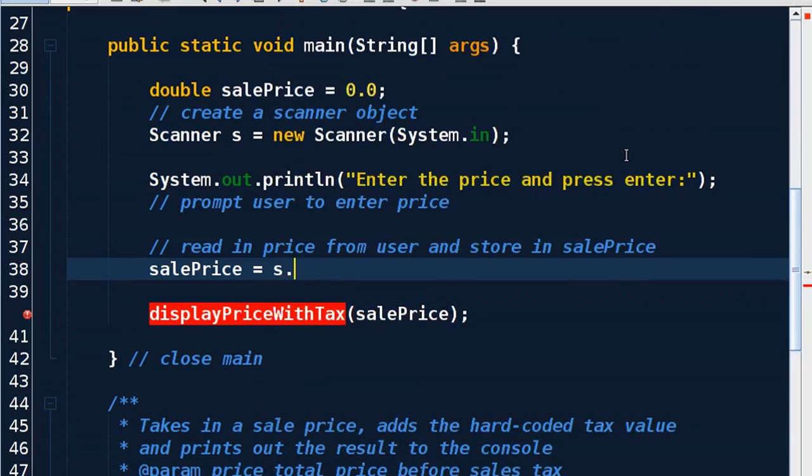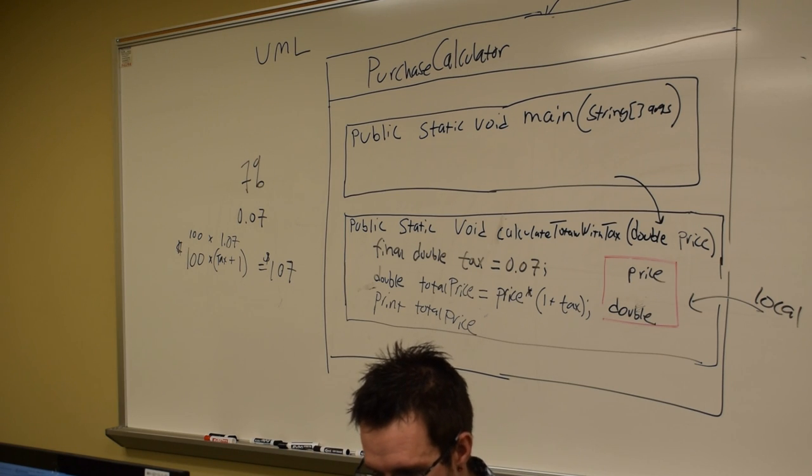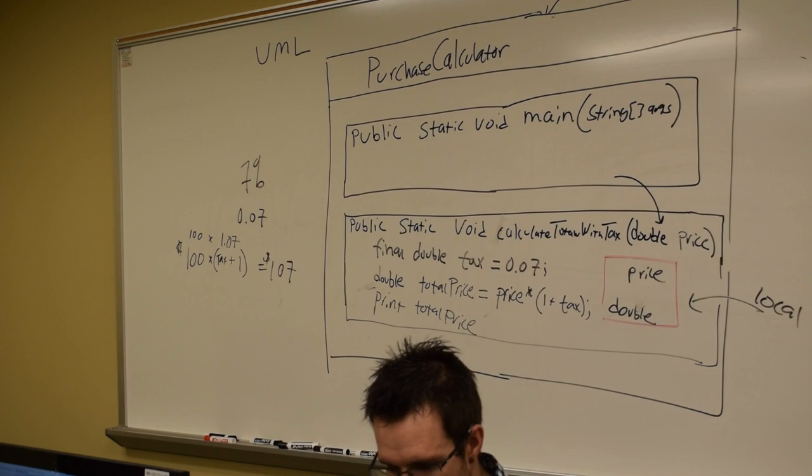Sale price, S dot next double. Okay, let's see it. Enter price and press enter, 100. Ooh, that's cool.